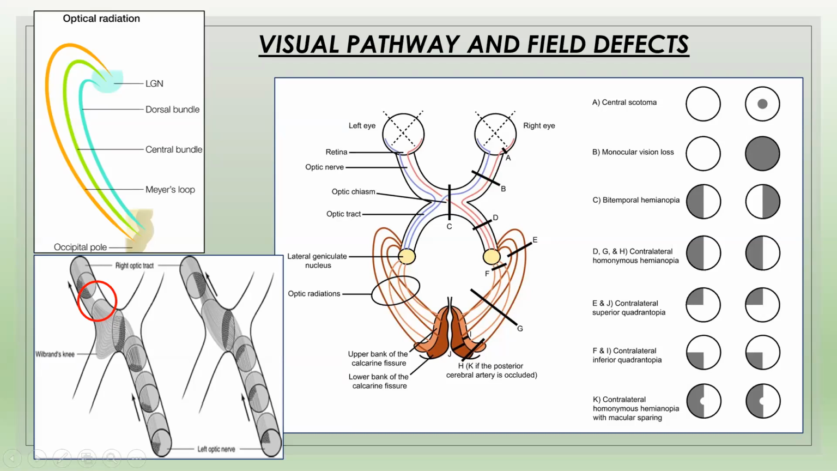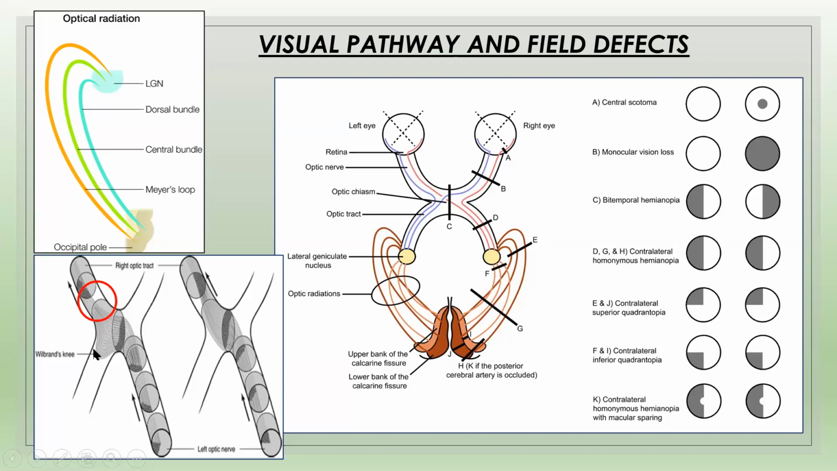Apurva, sir. Yeah. Apurva, Wilbrand's knee. See, Wilbrand's knee is nothing but just a projection of the ipsilateral nasal fibers as they cross through the chiasma to the opposite side. So this is the projection which gives the shape of a knee, that is why it's called Wilbrand's knee. And a lesion at this point usually causes a junctional scotoma. So you need to be aware of this entity, because this will not produce a completely bilateral symmetric field effect.